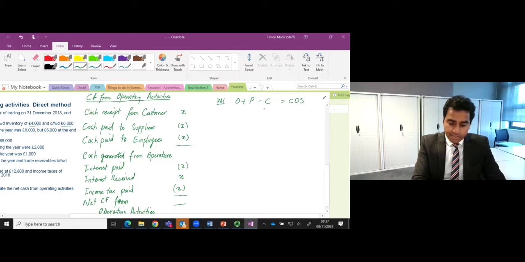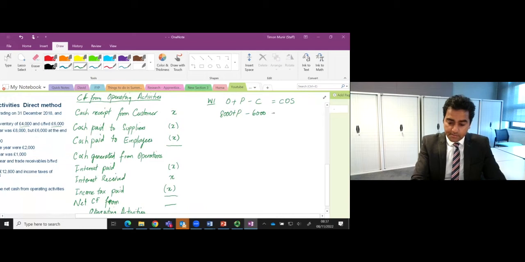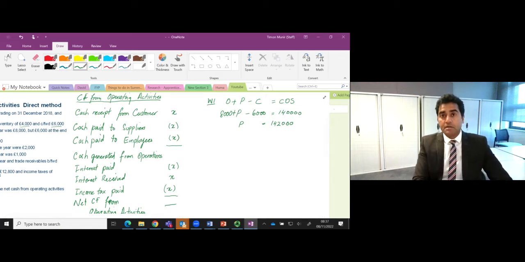I know the closing inventory is 6,000 given in the question. I do not know the value of P, and I know the value of O. Opening inventory is 8,000. And the cost of sales is given in the question, which is 140,000. After rearranging, I can find out the value of P, which is 142,000. Now I have worked out my purchases. I need this information for my payables account, suppliers account.